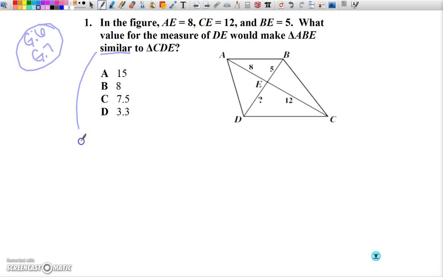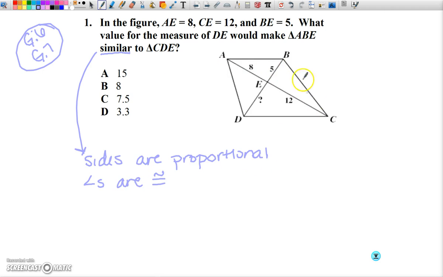Well, similar means two things. Sides are proportional. Okay, so the sides are proportional. Angles are congruent. So when we're setting this up, we want to write out and find out what sides correspond. One thing that I learned from another teacher after having taught this already was writing the triangle statement, the similarity statement. And so it looks like this.